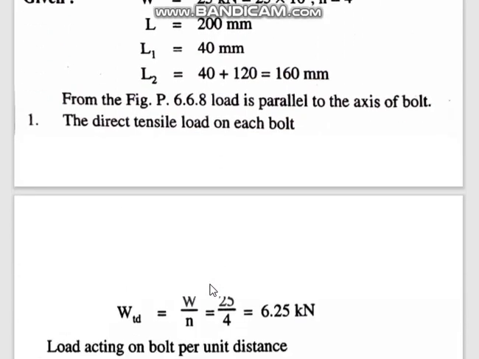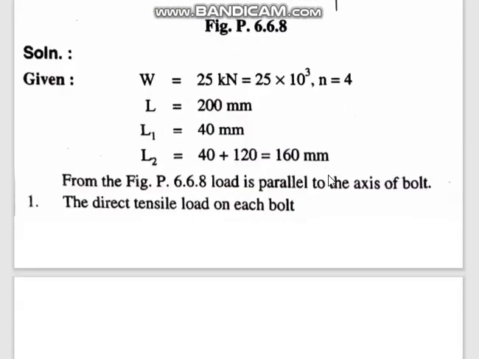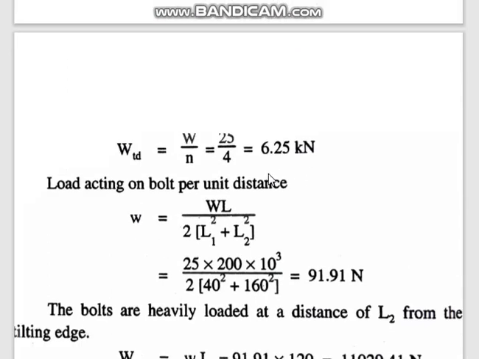Now come, first is direct load. Direct load is shared by all the four equally. In the previous problem also we saw direct shear load is shared equally. So each bolt, if the total load coming is 25 kilonewtons, 25 kilonewtons means how much load? 25 means 250 kg. If each of you is 50 kg, 5 people are standing here. So this is also not a small load. So this is the direct tensile load we have got.